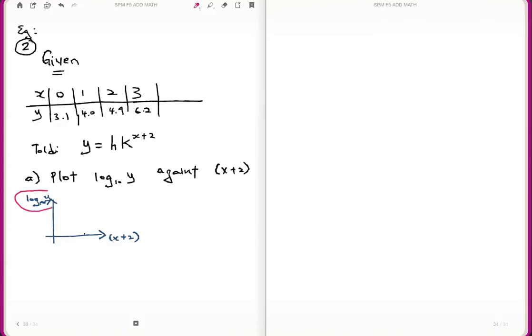Take note, this whole term is supposed to be my capital Y, and this whole thing would be my capital X, and you should expect it to be linear. These are the hints dropped by the question. To do that, relate it with a linear law, y equals mx plus c. Since they ask for log 10 y and x plus 2, you need to reconstruct.